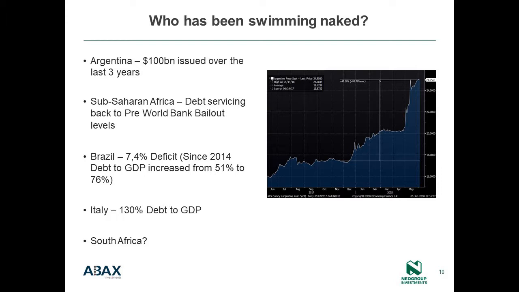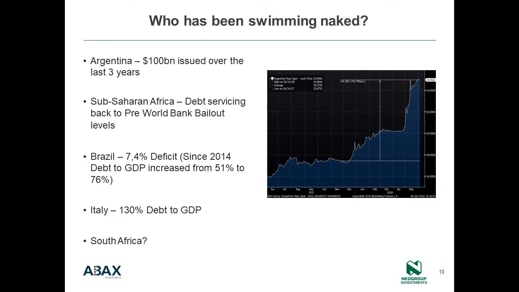Just a few examples. Argentina, over the last 3 years, has issued $100 billion worth of USD-denominated debt. This is a country which has been in default for more than half of the last 100 years, but last year investors decided to buy a 100-year bond at a yield of around 7%. A very speculative investment. In an environment where the risk-free rate was very low, people were chasing any type of return they could get.